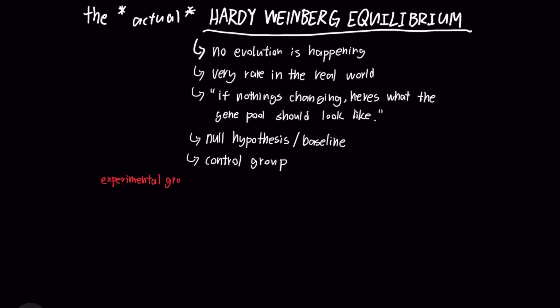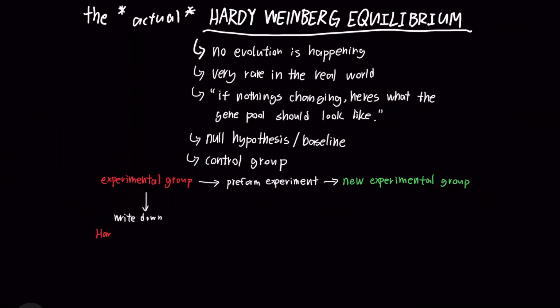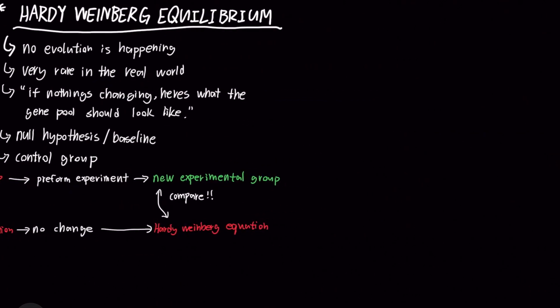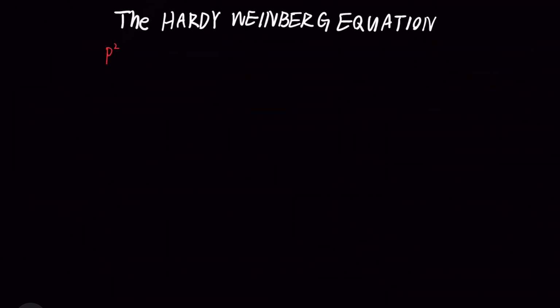Now, in nature, unfortunately, we don't have control groups to compare to real-life populations. But what you can do is grab the population, write down the Hardy-Weinberg equation for it, and after a certain amount of time, you can compare the new real-life population to the Hardy-Weinberg equation to see if evolution has occurred. Alright, let's talk about the actual equation now. It looks like this. p squared plus 2pq plus q squared equals 1. And p plus q equals 1.